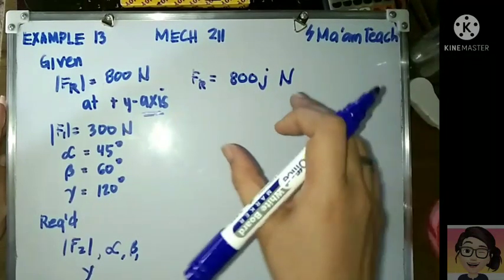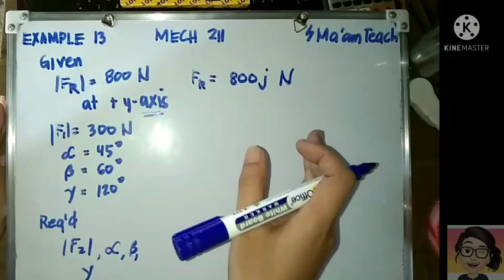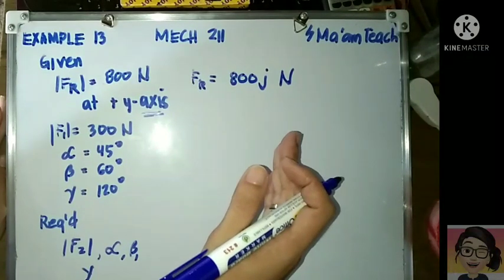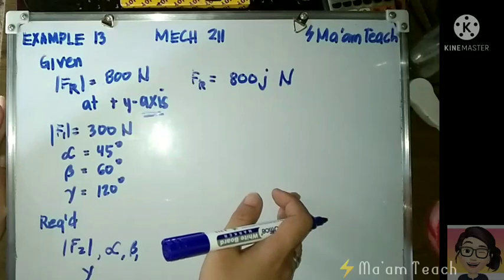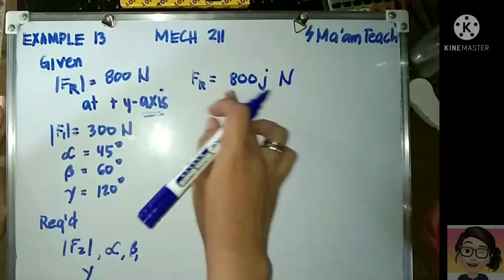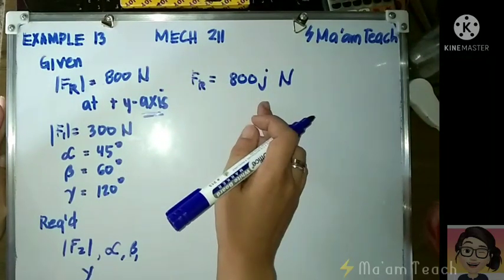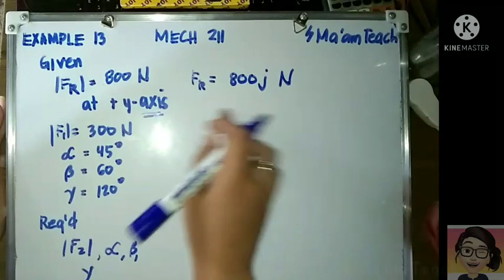Since it is exactly on the y-axis, its x components and z components are 0. So therefore, since positive, positive j. So this is our resultant force.